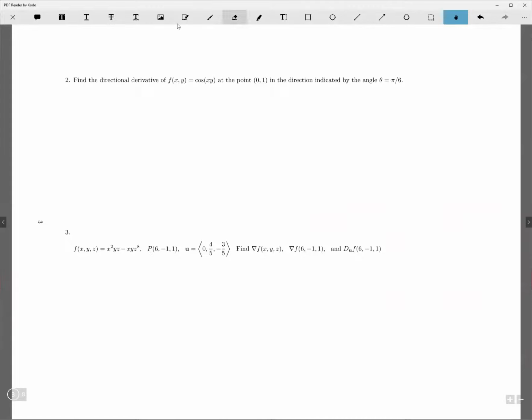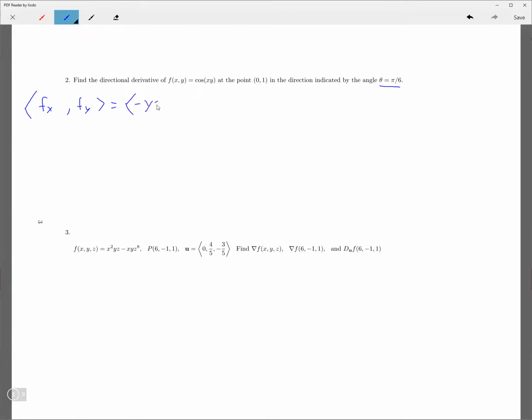Okay, number two, find the directional derivative of f equals cosine xy at the point 0, 1 in the direction indicated by the angle pi/6. So what we need to do, first of all, we can find fx and fy, and we form a vector, right? So fx would be what? The partial derivative with respect to x would be negative y sine xy. And the partial with respect to y would be negative x sine of xy. Yes, perfect.